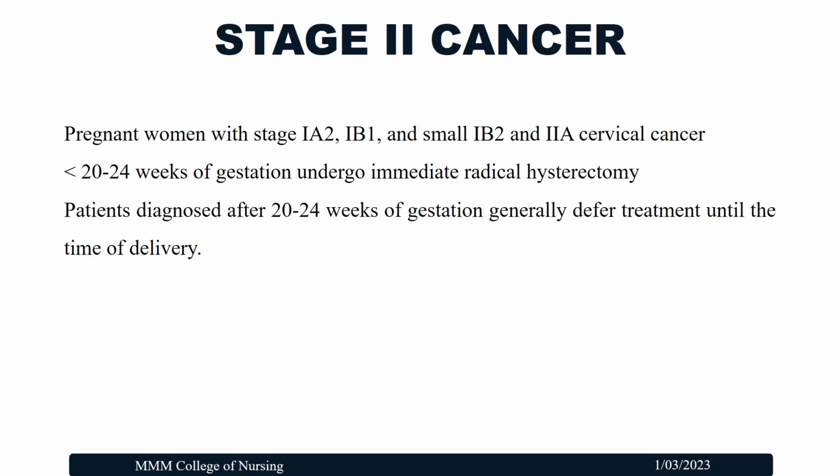Pregnant women with stage 1A2, 1B1, small 1B2 and 2A cervical cancer, at less than 20 to 24 weeks of gestation, undergo immediate radical hysterectomy. Patients diagnosed after 20 to 24 weeks of gestation generally defer treatment until the time of delivery. Before 20 to 24 weeks, we will do what we've discussed previously. After 20 to 24 weeks of gestation, the treatment will be different.